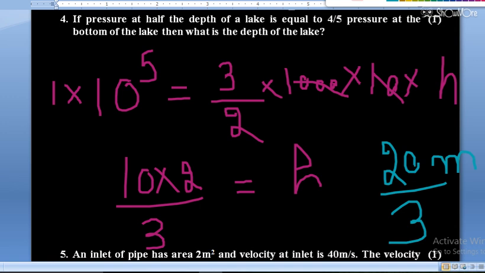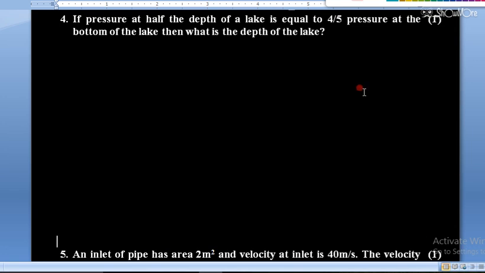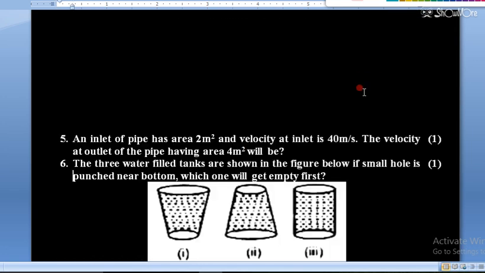So this is the solution of the fourth question. The method I have already explained: the pressure at half depth is equal to 4 by 5 times the pressure at bottom. So you can do it this way. According to the online solution that we have done just now, 20 by 3 is the right answer.